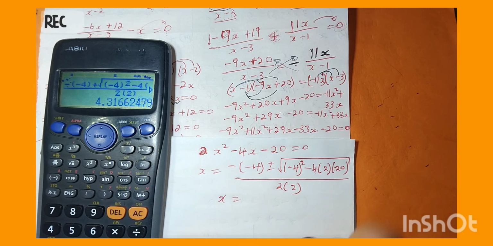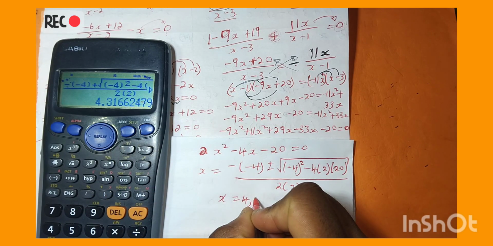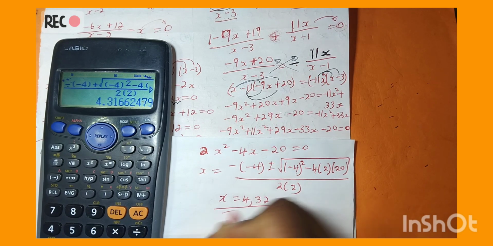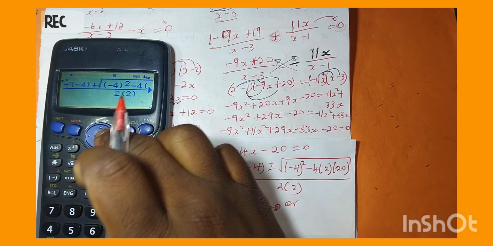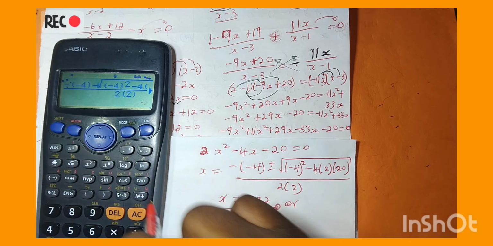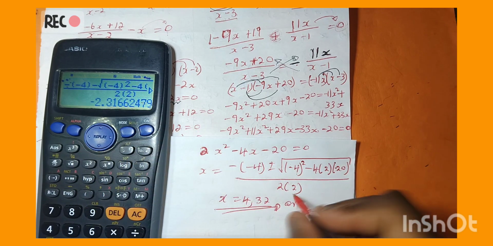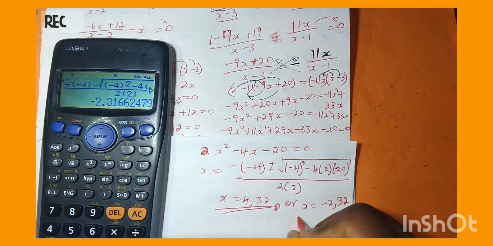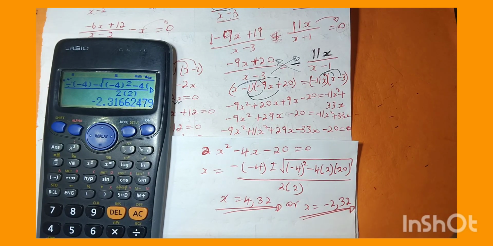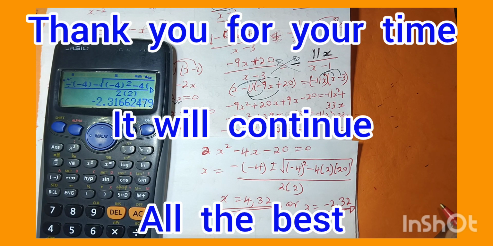Just press SD, which is 4.32. Round it off to 2 decimal places there. Then your second answer is supposed to be x equals minus 2.32. Just like that then. Do you see? Yeah.